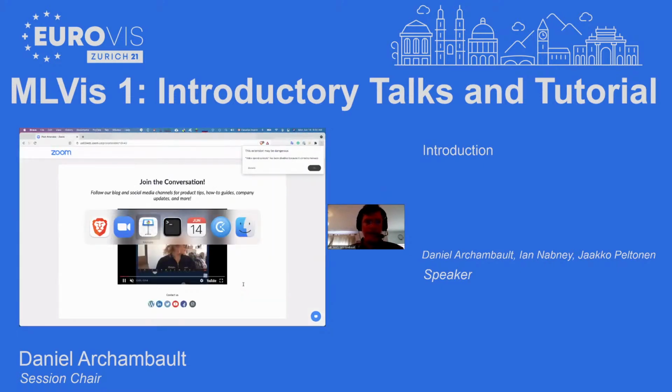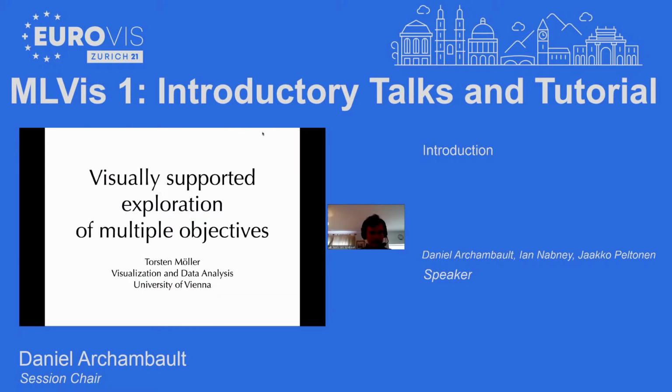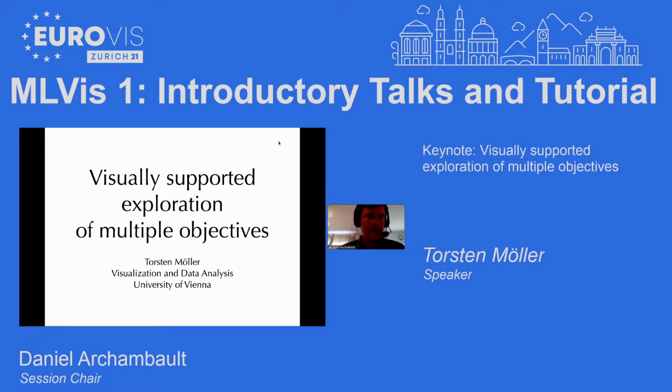Hello, welcome to MLVis. We have an exciting keynote for everyone today. It will be given by Torsten Möller. So Professor Torsten Möller is a professor of computer science at the University of Vienna, where he runs the visualization and data analysis group. He received his PhD from the University of Ohio in 1999 and is a longstanding leader in our community for his contributions to visual data science, as well as machine learning methods in visualization.